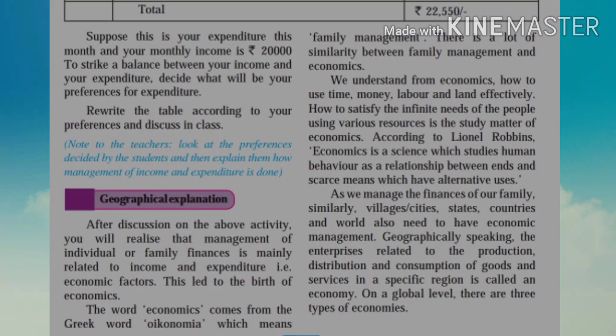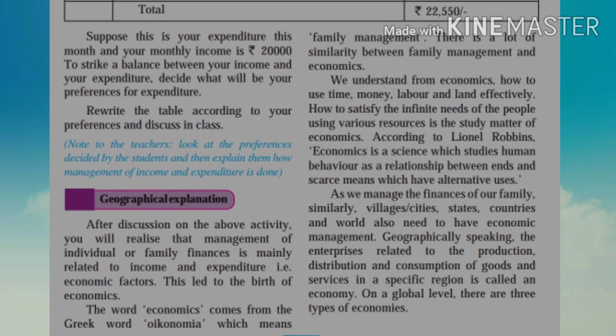Students, after the discussion on the above table, you will realize that management of individual or family finance is mainly related to the income and expenditure, that is related to the economic factors, and this led to the birth of economics, because according to what your income is and what things we have to spend on, we have to manage. So the word economics comes from the Greek word economia, which means family management, and there is a lot of similarity between family management and economics.